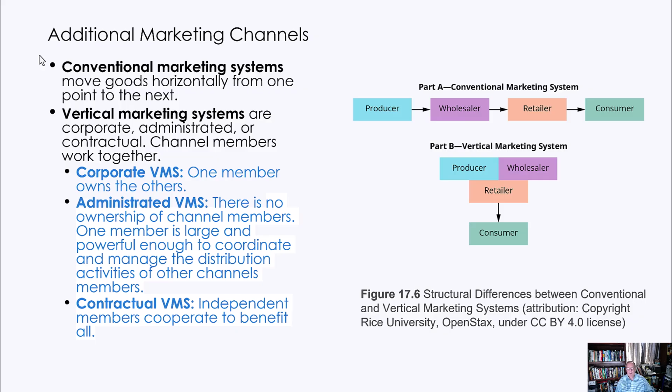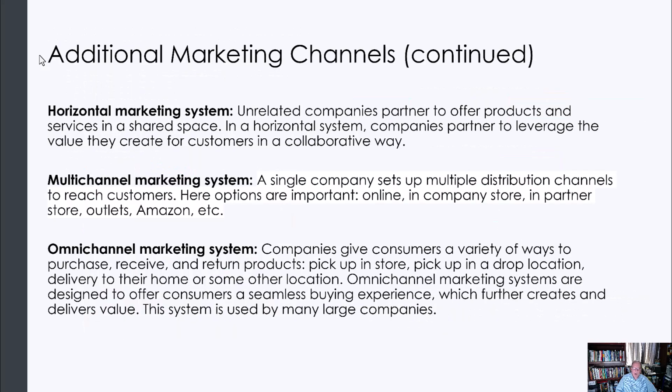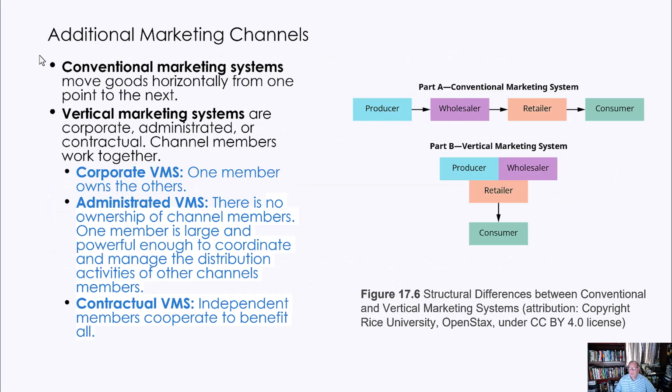Now, most of the time, we tend to think about horizontal distribution systems, which on this slide we think of as conventional marketing systems. We're going to talk about horizontal in just a moment here. But conventional marketing systems move goods horizontally from one point to the next. We move them from the producer to the wholesaler to the retailer to the consumer, and that's the traditional marketing channel. But sometimes businesses decide that, you know what, we're going to try to integrate some of these processes.